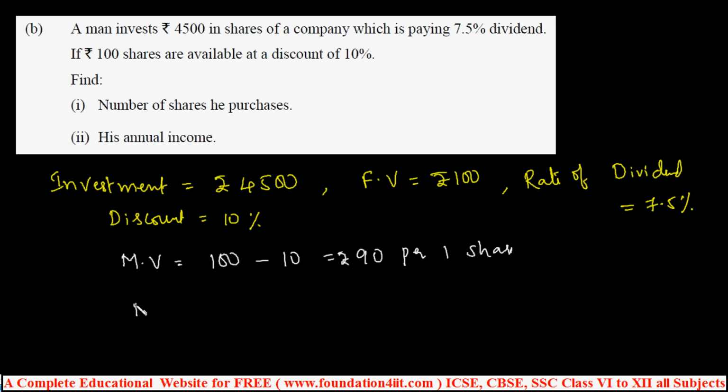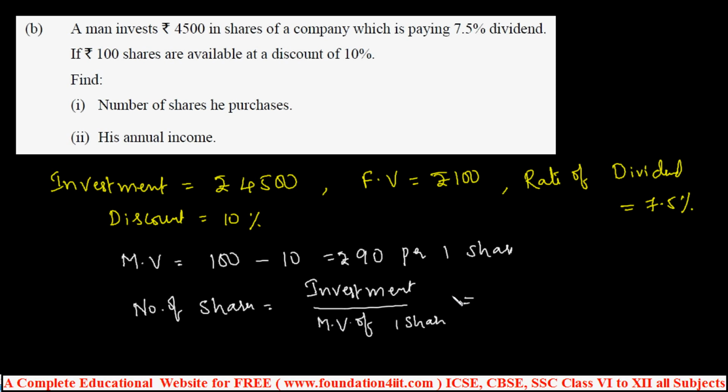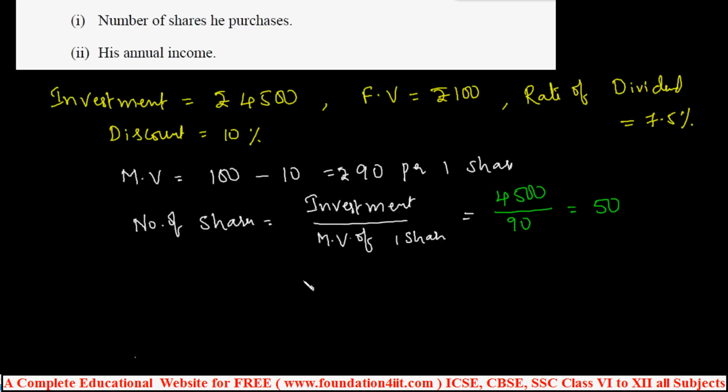If you want to find the number of shares, the number of shares is equal to the total investment divided by the market value of one share. That is the formula. The total investment is 4,500, divided by the market value of one share, which is 90. 4,500 divided by 90 is 50. The number of shares is 50.